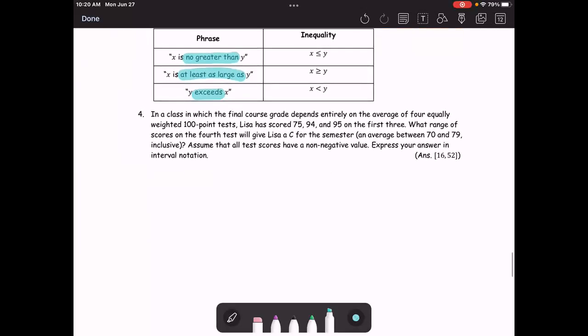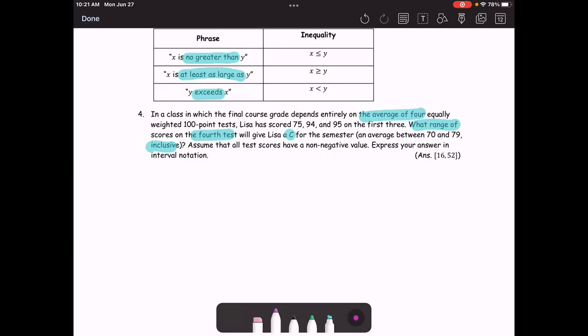For this example, in a class in which the final course grade depends entirely on the average of 4 equally weighted 100-point tests, Lisa has scored 75, 94, and 95 on the first three. What range of scores on the fourth test will give Lisa a C for the semester, an average between 70 and 79 inclusive? Assume that all test scores have a non-negative value. Express your answer in interval notation.